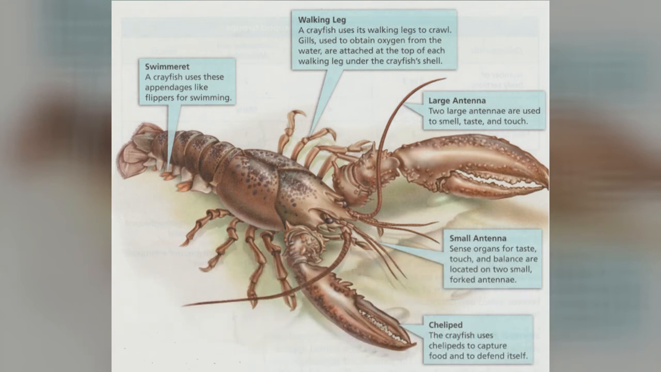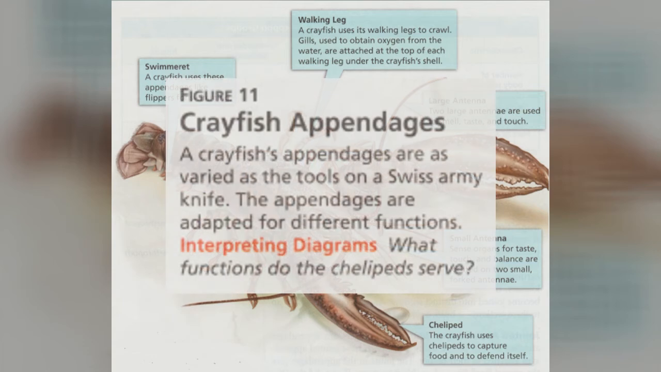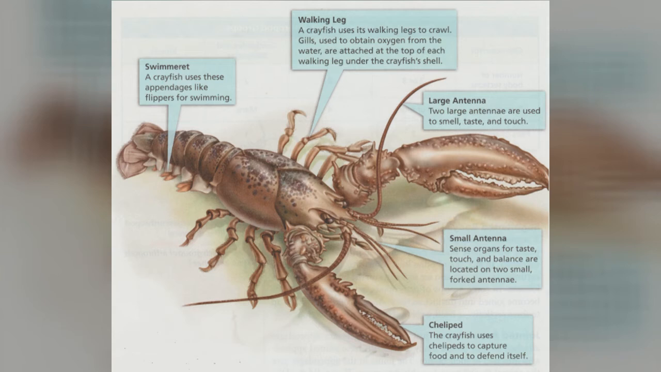Now, each crustacean body segment has a pair of legs or another type of appendage attached to it. The various types of appendages function differently, as you can see in the image shown. The appendages attached to the head of a crayfish include 2 pairs of antennae that are used for smelling, tasting, touching, and for keeping balance. The crayfish uses most of its leg appendages for walking. However, it uses its first pair of legs, called chelipeds, for obtaining food and for defending itself.